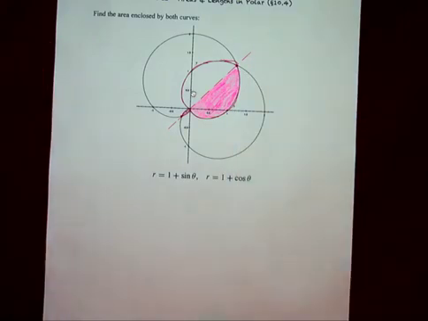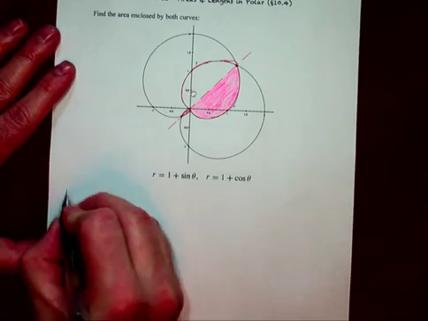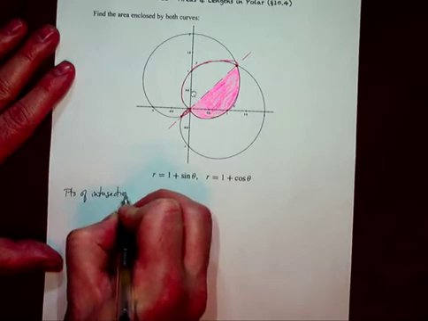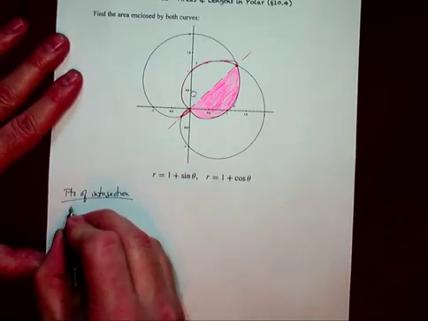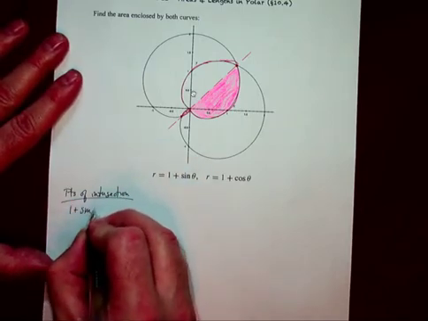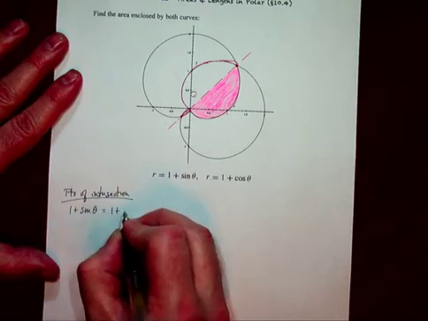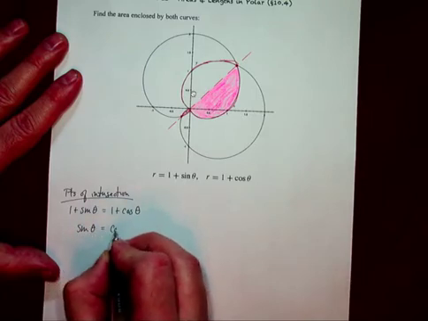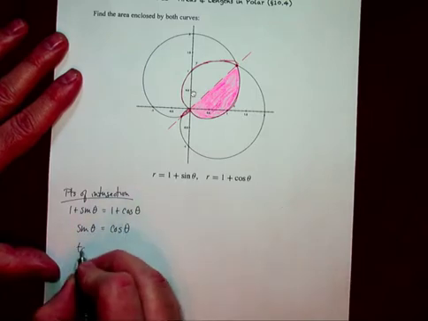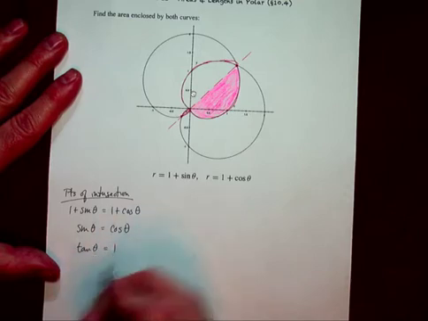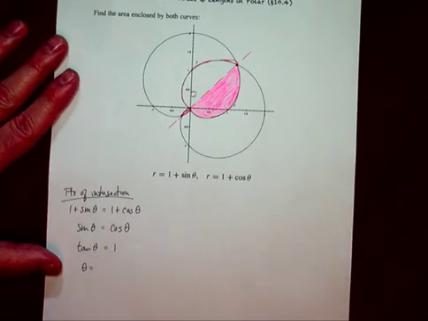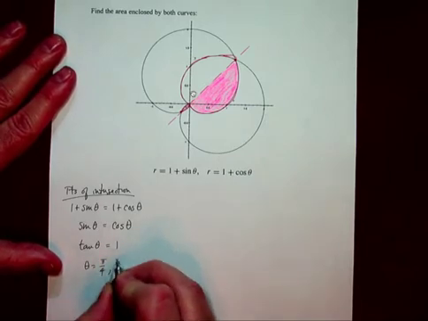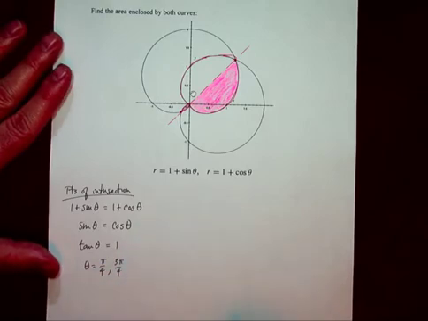So the points of intersection, let's go ahead and find them. That means I need to know when 1 plus sine theta is equal to 1 plus cosine theta. Okay, well, subtract 1 from both sides. And none of this should come as a surprise. Let's divide by cosine. And so you're looking where theta, or a tangent, is equal to 1. And that, of course, is pi over 4 and 3 pi over 4.